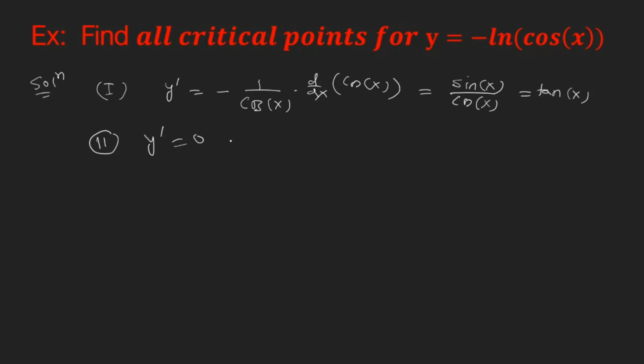Second, y dash is equal to 0. This implies tan x is equal to 0, which implies x is equal to 0. Here we will take only the domain from minus pi over 2 to pi over 2. So x is equal to 0, and we can clearly see that at x equals 0, cosine 0 is 1. So ln 1 is defined. So x equals 0 is in the domain of the function. So the critical point is x equals 0.